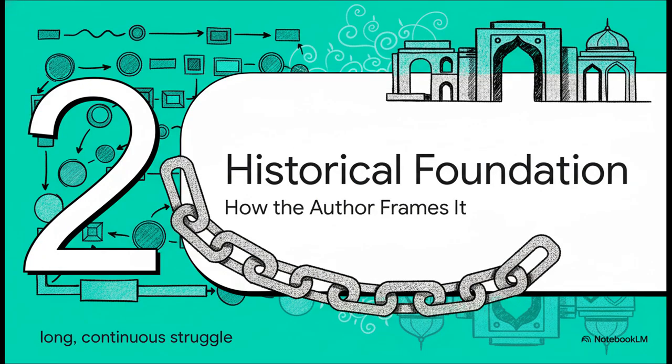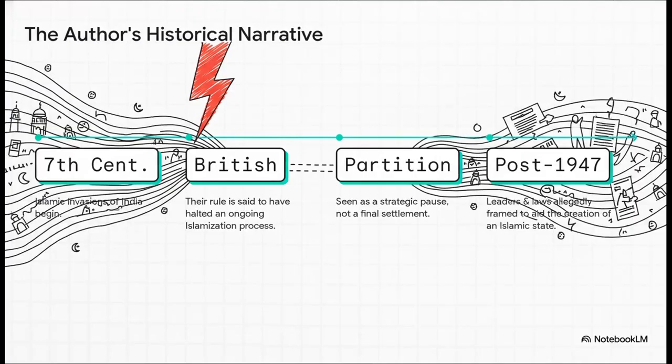Well, this isn't presented as some new development. Instead, the whole thesis is grounded in a very specific reading of history, which is seen as one long, continuous struggle. And you can see that right here. The source lays out this timeline where every major historical event is like a chapter in a single story. So according to the author, the British arriving, that's framed as an event that actually interrupted the process of Islamization. Then partition in 1947? The essay claims this wasn't a final settlement, but more of a strategic move to continue the effort from inside India's borders, an effort the text calls Ghazwa-i-Hind, which it translates to mean the conquest of India.